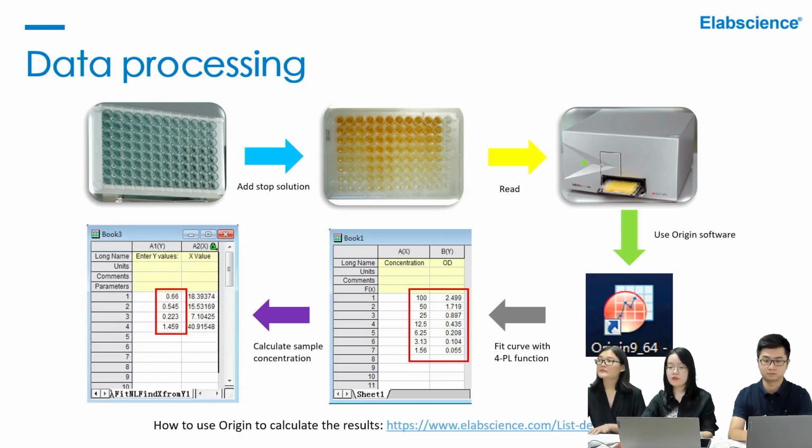The OD value of the samples to be tested is brought into the curve to calculate its concentration value. If the samples to be tested are diluted, the final value needs to be multiplied by the dilution factor. And more data analysis details can be found in the technical article on our website.